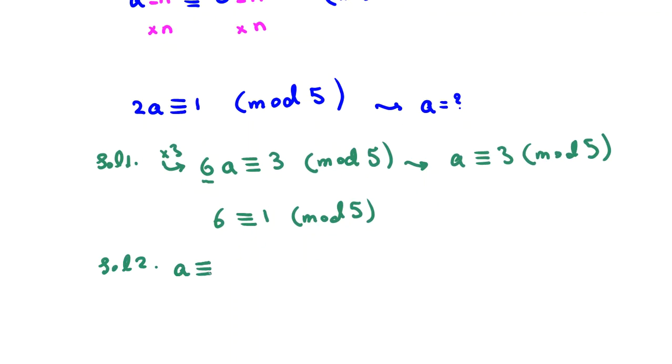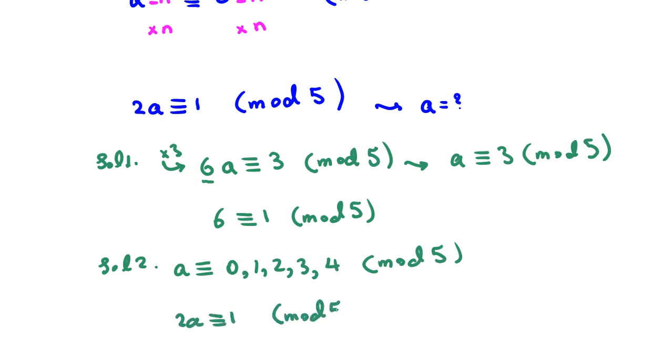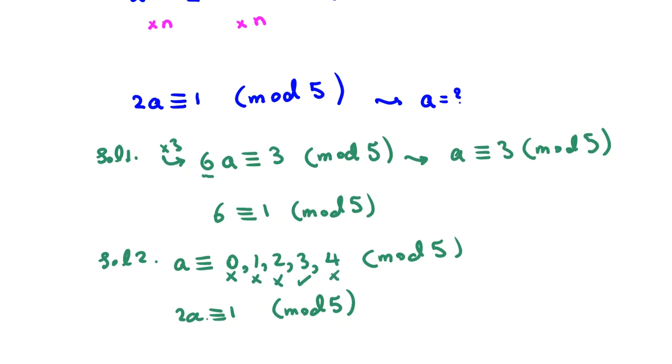Solution 2: the remainder when a is divided by 5 is 0, 1, 2, 3, or 4. We can have 5 remainders. So 2 times a should be 1 mod 5 by assumption. 2 times 0 is not good, 2 times 1 is 2, not good, 2 times 2 is 4, not good, 2 times 3 is 6, 6 is good, 2 times 4 is 8, and 8 is 3 mod 5, so it is bad. So we find this.